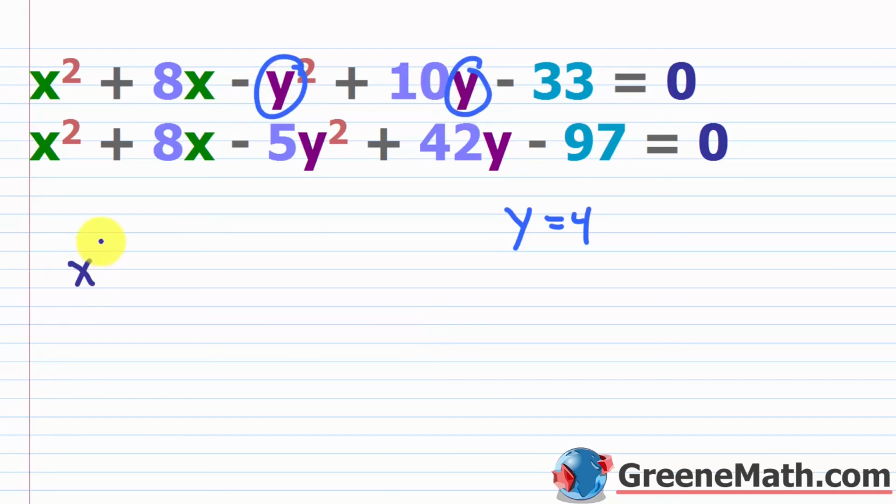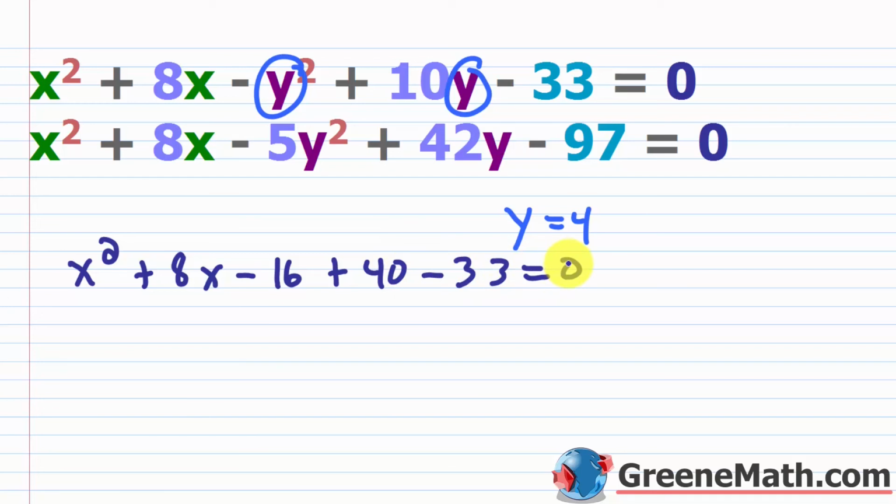So I would have x squared plus 8x, and then minus y squared. Well, I'm plugging in a 4. 4 squared is 16. And then plus 10 times 4 would be 40. And then minus 33 equals 0. Let's go ahead and crank this out real quick. Negative 16 plus 40 is 24. And 24 minus 33 is negative 9. So I'm just going to put minus 9 there and then equals 0.